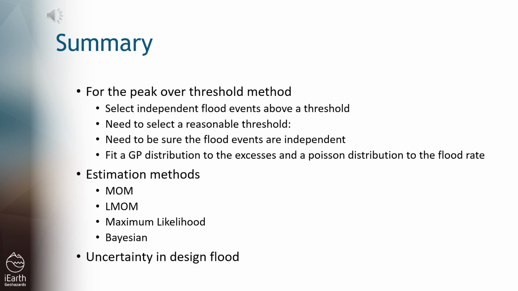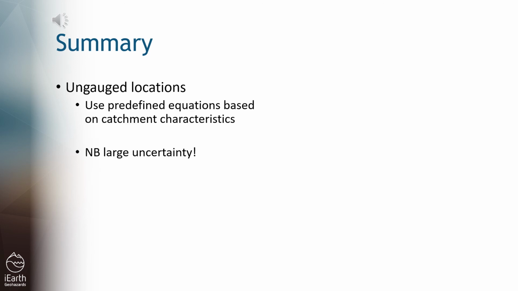Following the peak over threshold method, we select independent flood events above a threshold. We need to select a reasonable threshold. We need to be sure that the flood events are independent. We fit the generalized Pareto distribution to the excesses and a Poisson distribution to the flood rate. For both the peak over threshold method and the annual maximum method, we have four estimation methods: the method of moments, the linear moment method, the maximum likelihood method, and the Bayesian method. From the Bayesian method, we might also get estimates of uncertainty in the design floods. At ungauged locations, we use predefined equations based on catchment characteristics. Be aware, there is a large uncertainty in such estimates.